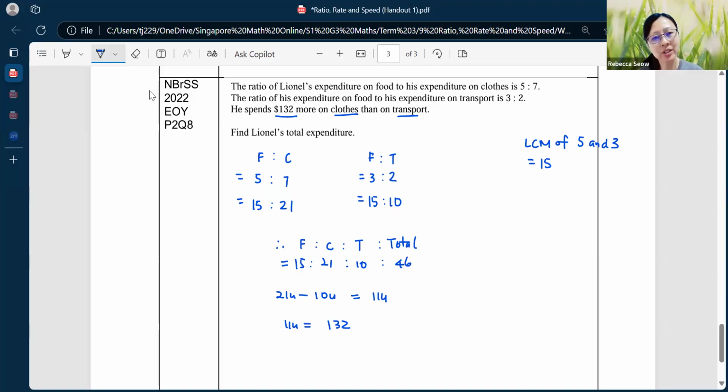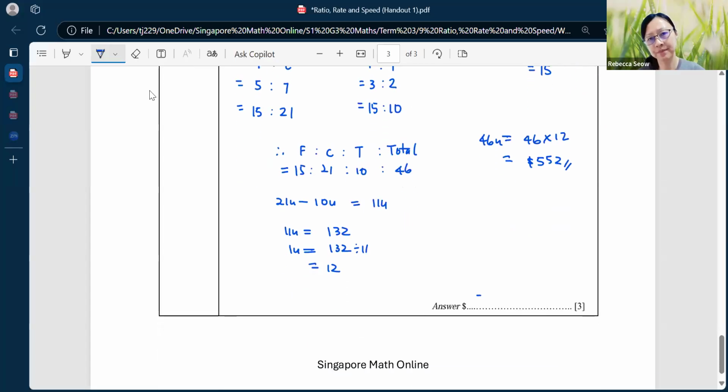Now coming back to where we stopped, 1 unit will be 132 divided by 11, which is 12. And 46 units will be 46 times 12. So we have $552.